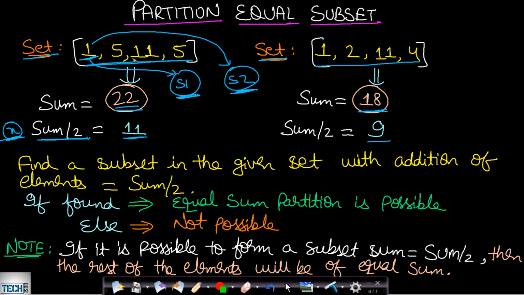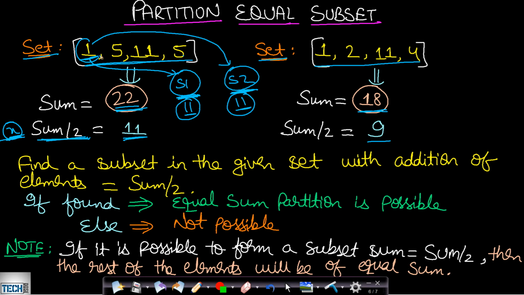Let's say in this case you are having elements 1, 5, 11 and 5. Sum value is 22. Here the x value, that is sum by 2, will be 11. So if you divide this entire set into two subsets such that they will have equal sum, then they both will be having sum equal to 11. Now if you are able to find a subset which is having sum equal to 11, then obviously the rest of the elements of this set will be falling into subset 2, which will also form sum equal to 11.